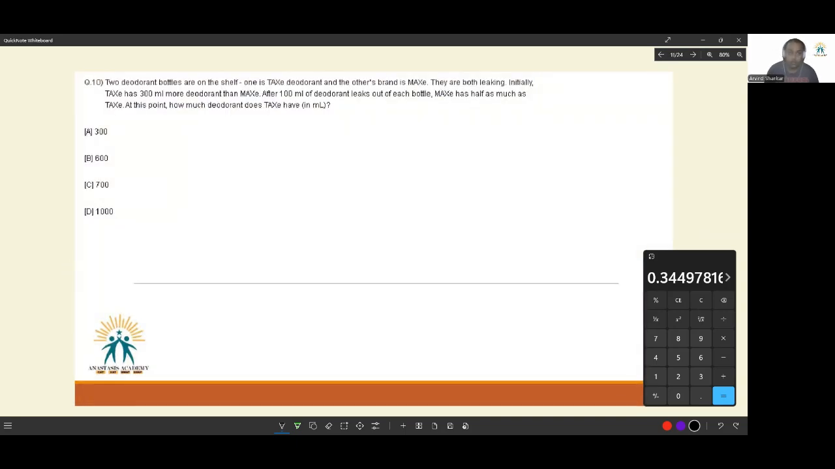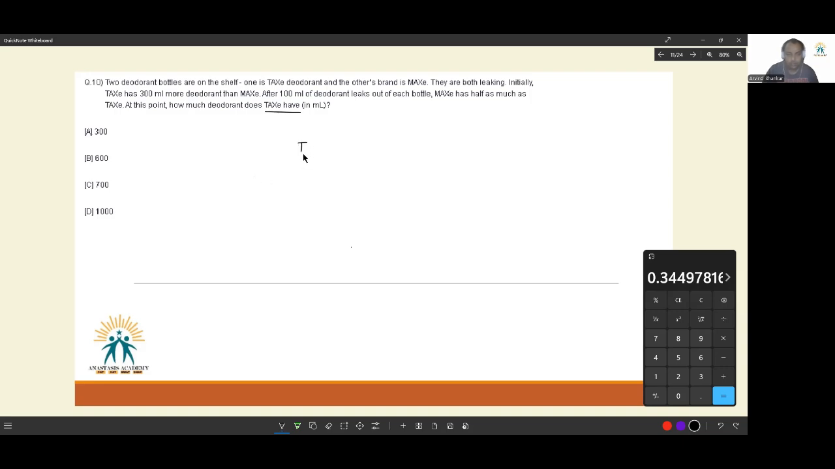Next, 2 deodorant bottles are on the shelf. One is Taxi deodorant and the other brand is Maxi deodorant. They are both leaking. Initially, Taxi has 300 ml more deodorant than Maxi. After 100 milliliter of deodorant leaks out of each bottle, Maxi has half as much as Taxi. At this point, how much deodorant does Taxi have?